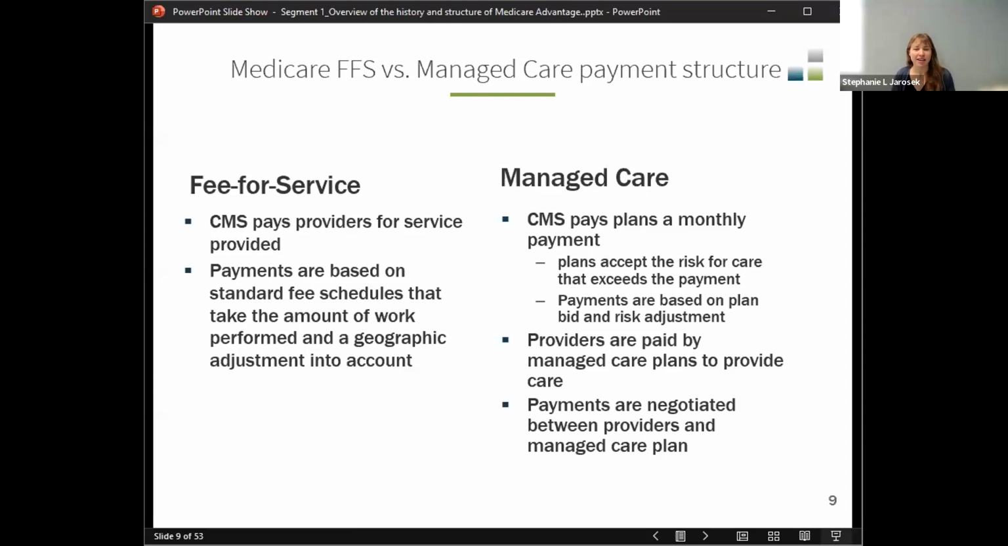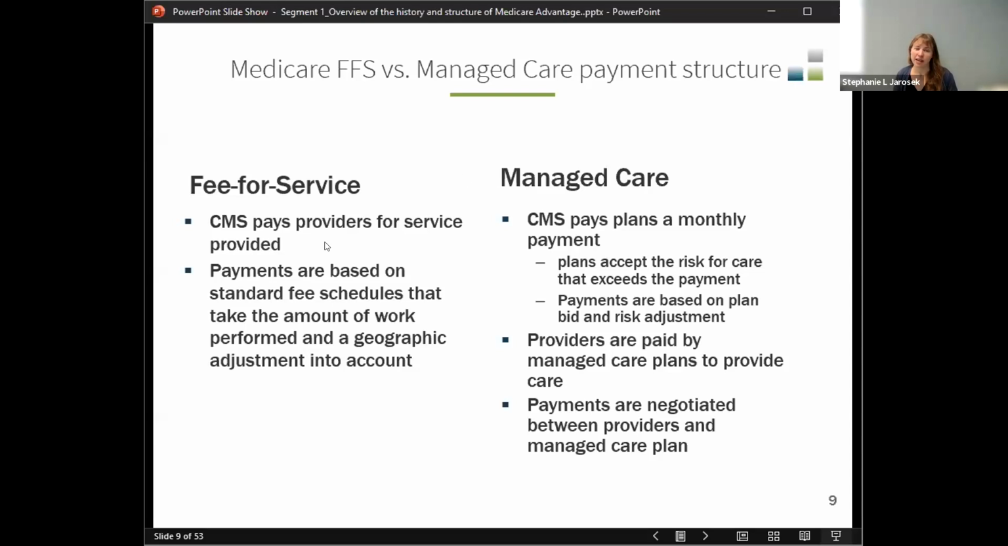And then providers are paid by the managed care plan instead. So they will bill the managed care plan, and the managed care plan will pay them. And the payments are negotiated between the providers and the managed care plan. So it's not something you can go onto a website and find out. By and large, that's proprietary information that we don't have access to.